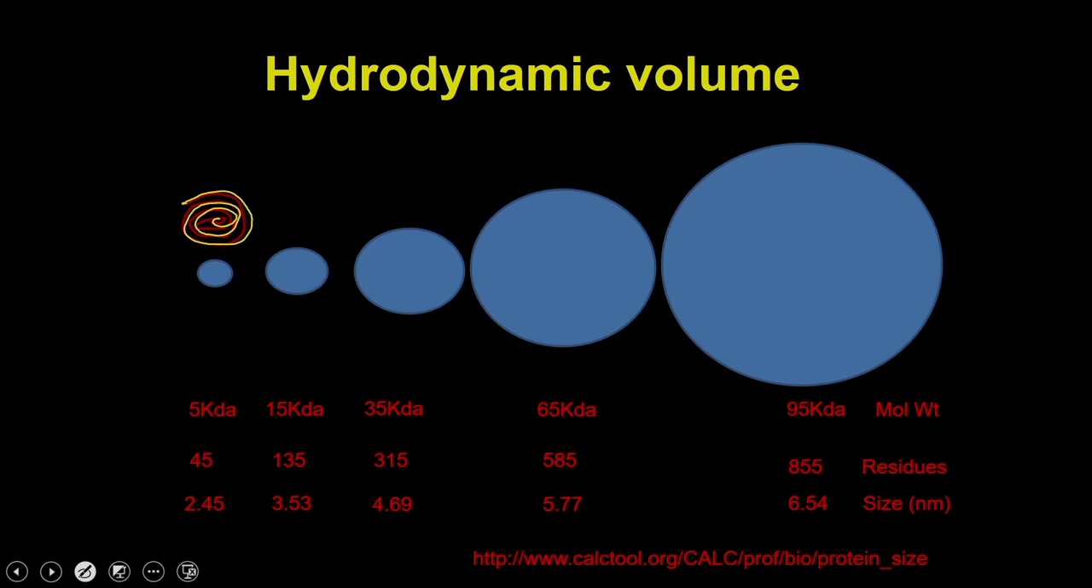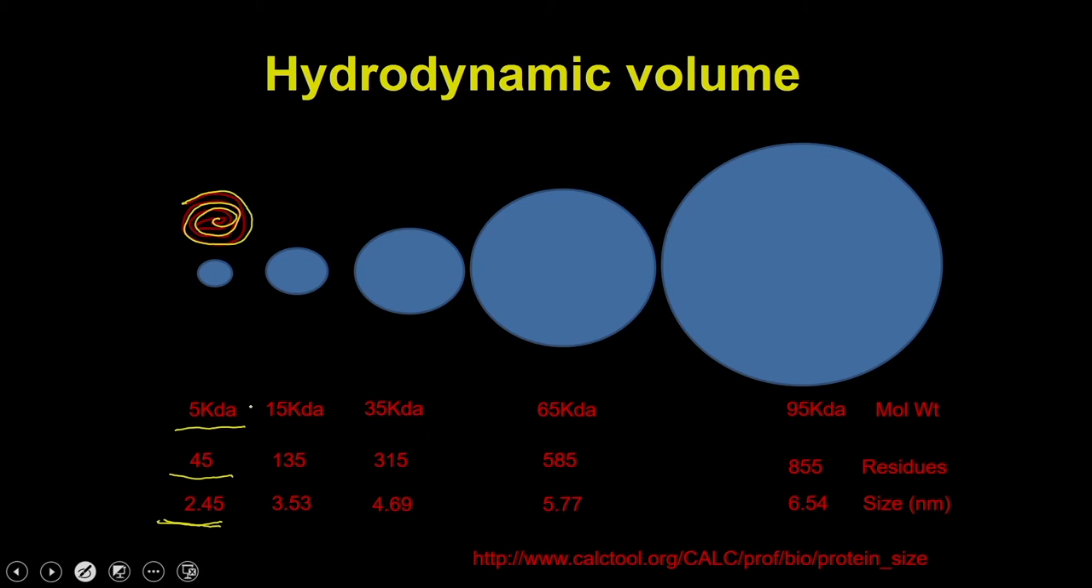I have taken a protein of 5 kilodalton, which means it has 45 amino acids, and if you calculate the diameter of this protein, you will see that it is 2.45 nanometers.